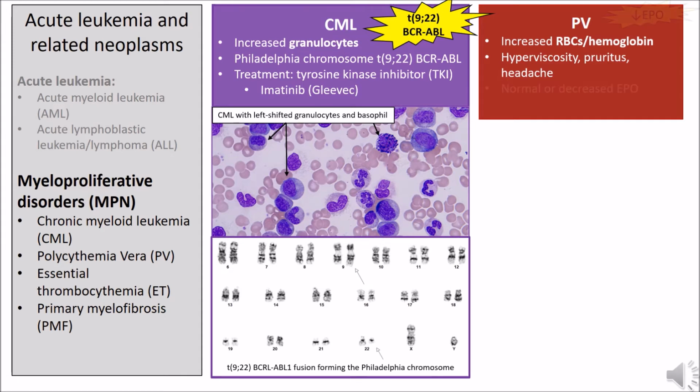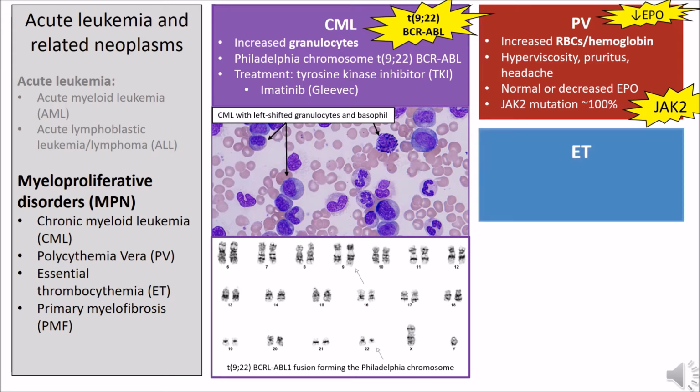Erythropoietin, or EPO, is normal or decreased in PV. Almost all cases have a JAK2 mutation. Note that JAK2 mutations can also be seen in roughly half of ET and PMF. Treatment is variable, but often includes aspirin and recurrent phlebotomy.